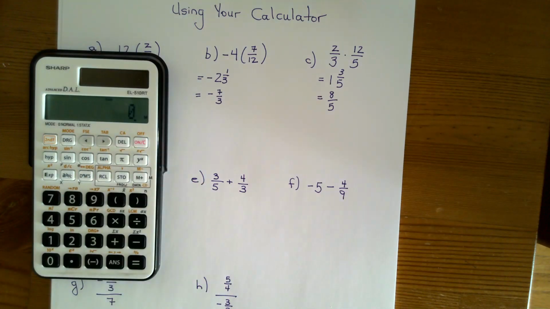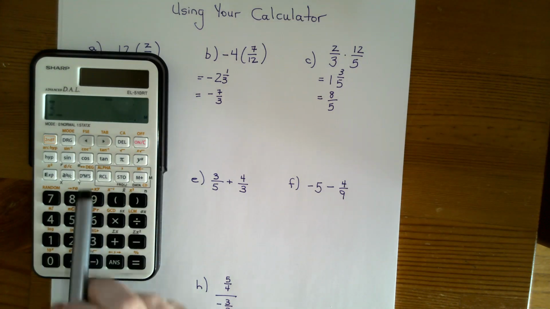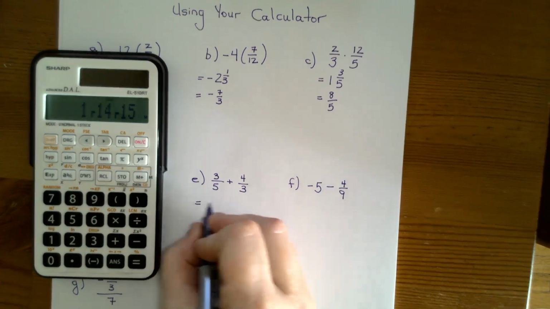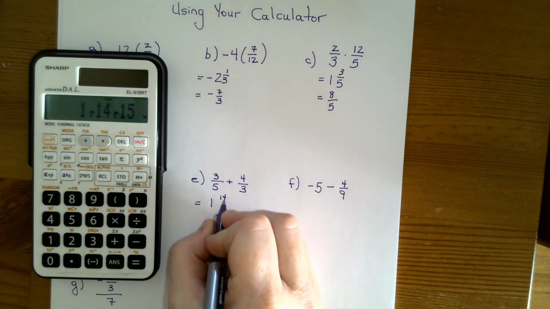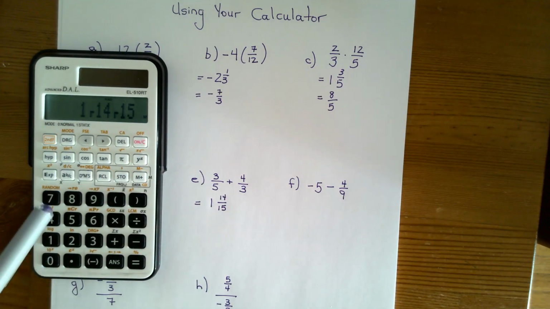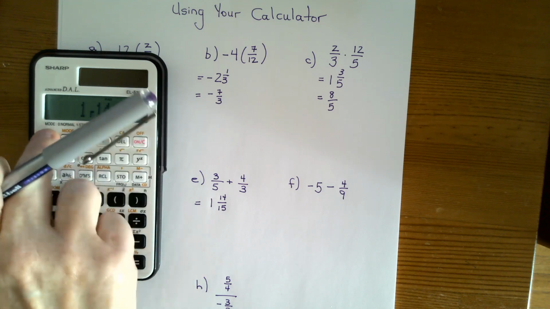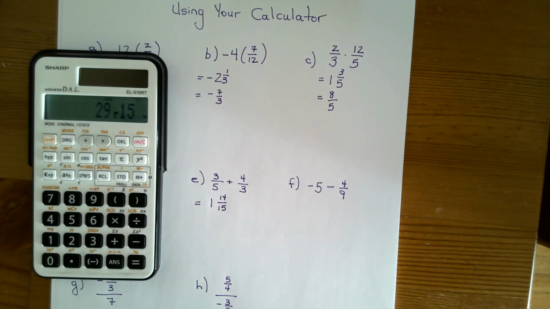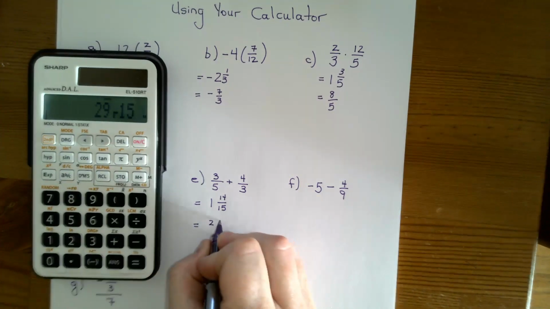Let's try E, maybe try it before I do it, and let's see if we get the same answers. So again, I'm going to do 3/5, so that's a fraction. So 3 ABC 5 plus 4/3, 4 ABC 3 equals 1 14/15. Again, to convert it to the improper, I hit the second function and then ABC, and now it is 29/15.